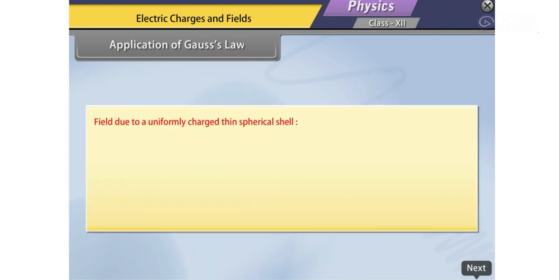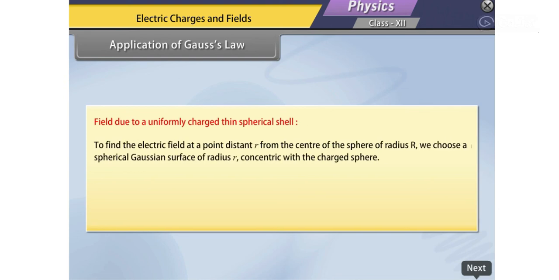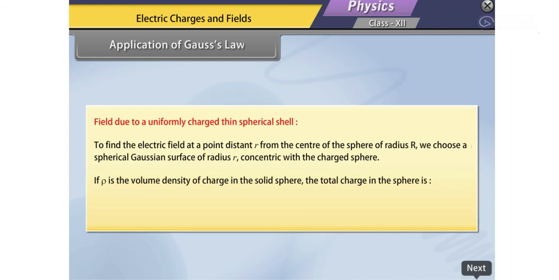Field due to a uniformly charged thin spherical shell. To find the electric field at a point distant r from the center of a sphere of radius R, we choose a spherical Gaussian surface of radius r concentric with the charged sphere. If rho is the volume density of charge in the solid sphere, the total charge in the sphere is given by q is equal to 4 upon 3 pi R cube rho.